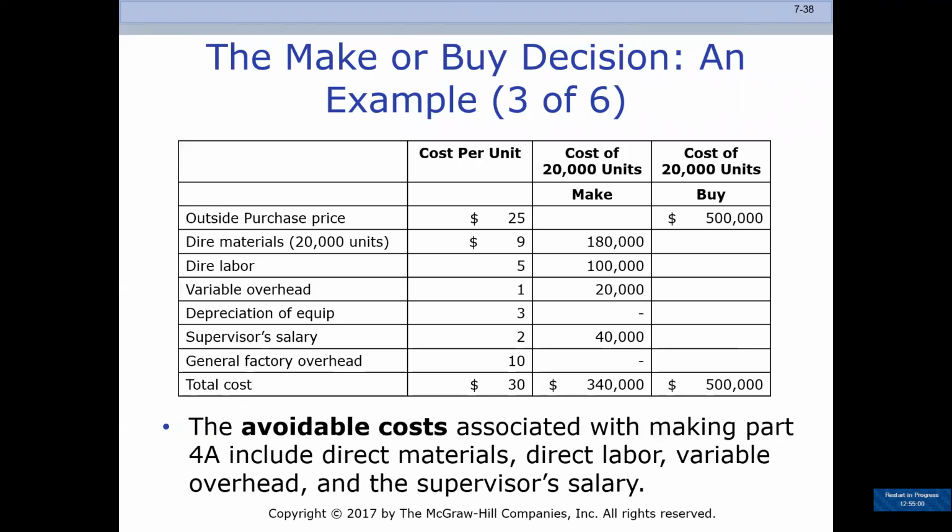So again, it looks like it's costing you $30 a unit. You can buy it on the outside for $25. So it looks like you should buy it from the outside. But some of these costs you're going to have anyway.